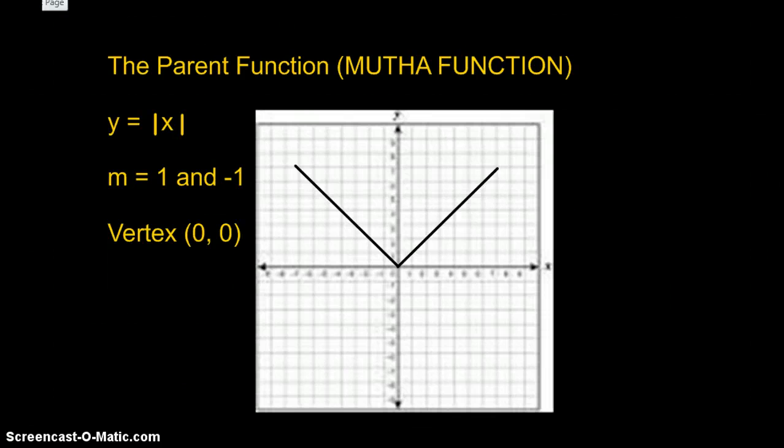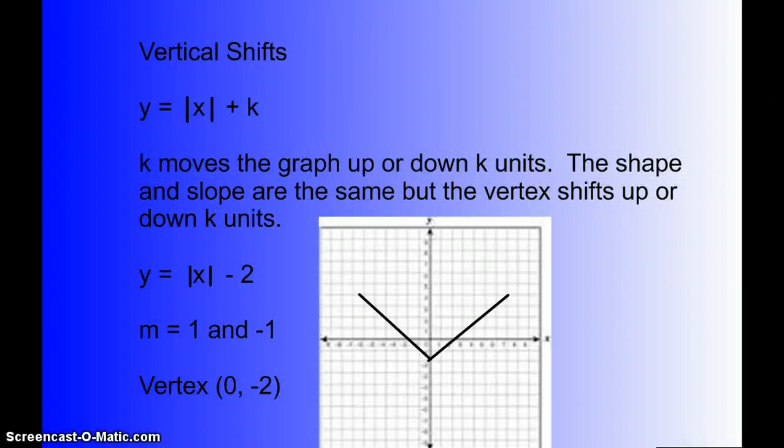Let's look at some movements we can do here with our absolute value function. Our first one we're going to look at is a vertical shift. You see our function y equals the absolute value of x plus k. That k value is going to take your parent function and shift it up and down. So we're talking about a value added or subtracted outside of the absolute value. We'll move our v shape up and down. The slope stays the same in this case because there's no value in front of x, and we'll talk about that in a little bit.